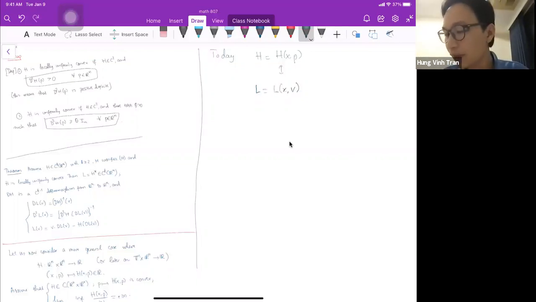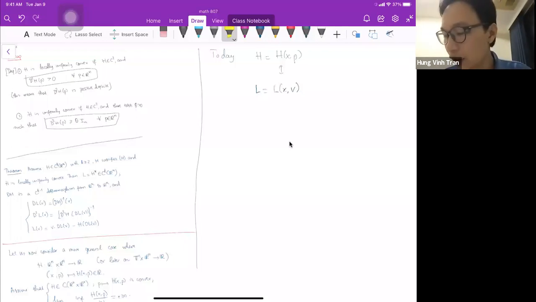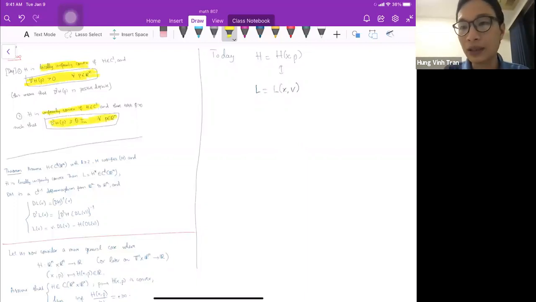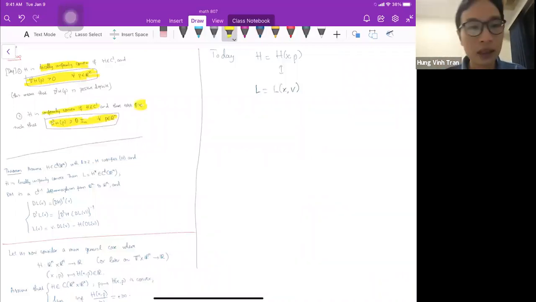So I recall very quickly what we did earlier. Last time we defined locally uniformly convex by just saying that the Hessian has to be positive definite. And then we defined uniform convexity by saying that the Hessian has to be greater than or equal to some theta times the identity. By that I mean that there is a theta greater than zero, such that the Hessian has all eigenvalues greater than or equal to theta.